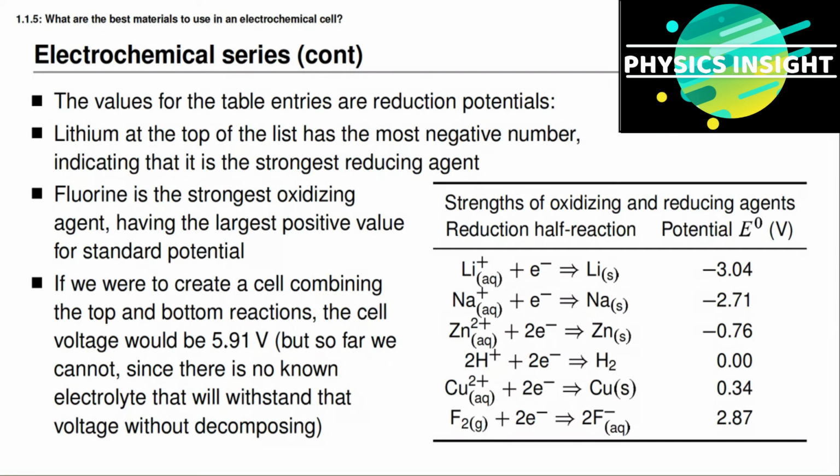Now, I doubt you've ever seen a battery cell that's rated with a nominal voltage even close to 6 volts. And the reason is not because we don't know how to make electrodes for such a cell. In fact, we can just pull them out of this table. Instead, the reason is that we don't know how to make an electrolyte for that cell. There's presently no known electrolyte that will withstand this kind of a voltage without decomposing.